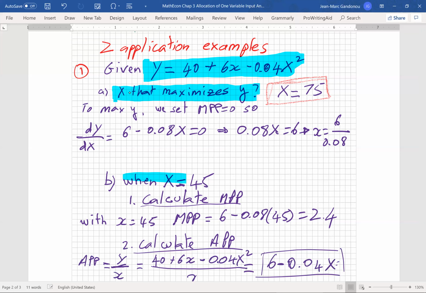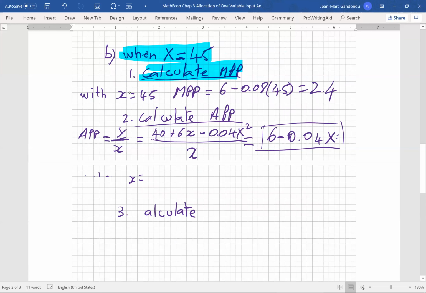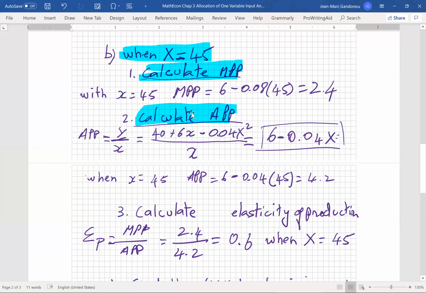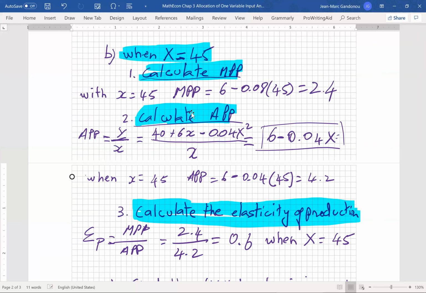Then we have data here, and we are asked to calculate the marginal physical product, calculate the average physical product, and compute the elasticity of production. So those are the three questions we are going to answer here.